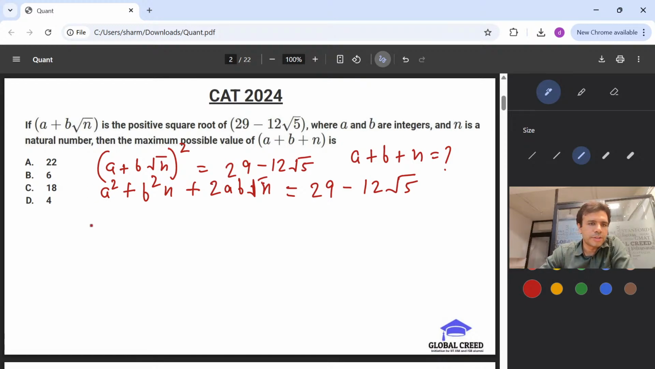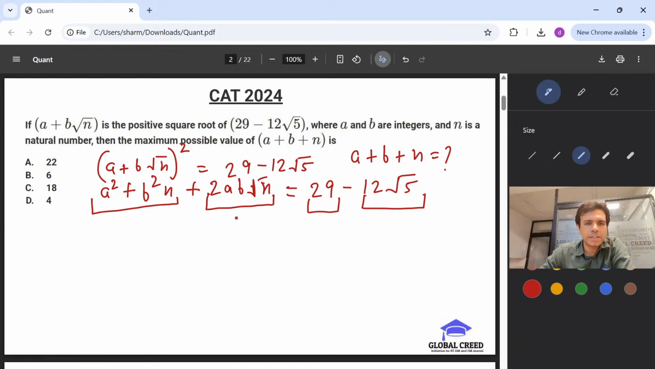Now when you solve this, what do you get? I could simply say that this part is a square plus b square n, and you have 2ab root n, and this is given equal to 29 minus 12 root 5. Now this has two components. If you look carefully, there is a 29 component and a root number, which is another component. So can I say that the 29 you must be getting with the a square plus b square into n, and this component 2ab is actually equal.